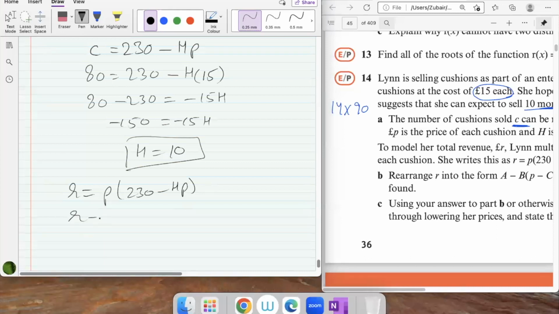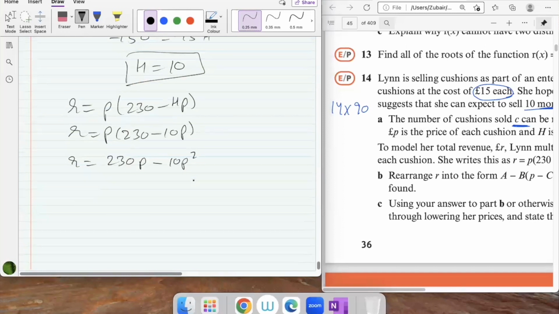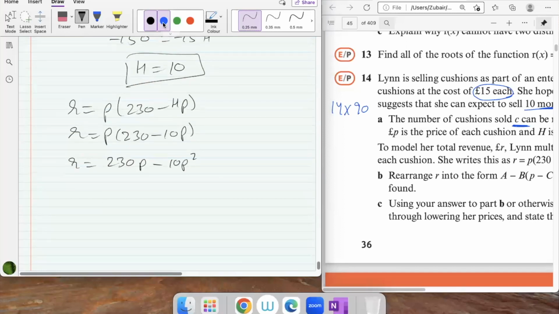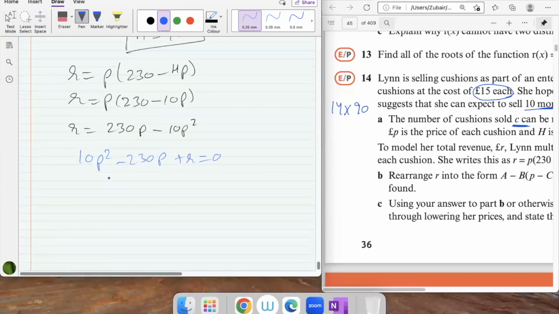R is equal to P(230 minus 10P), so R is equal to 230P minus 10P squared. Rearranging it, we get 10P squared minus 230P plus R is equal to 0. Now this is the quadratic form. I'm dividing by 10 on both sides.